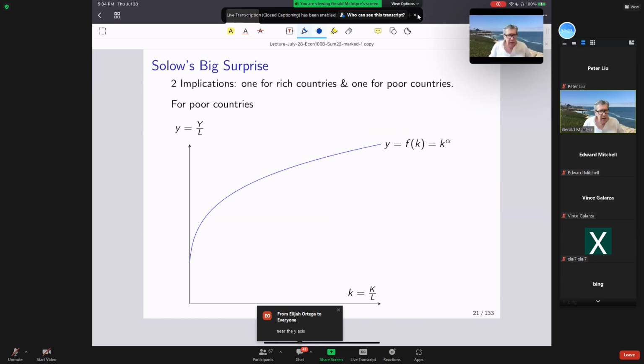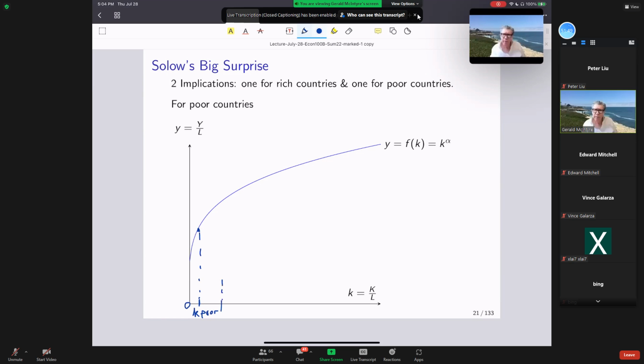They're near the y-axis. They're over here, down in here. Call this K poor. Well, look at where they are, right? They're in the steep part of the function. They don't have very much capital. Here's the origin. They're poor. They have a low amount of capital per worker. They're in the steep part of the function that's still rapidly increasing.